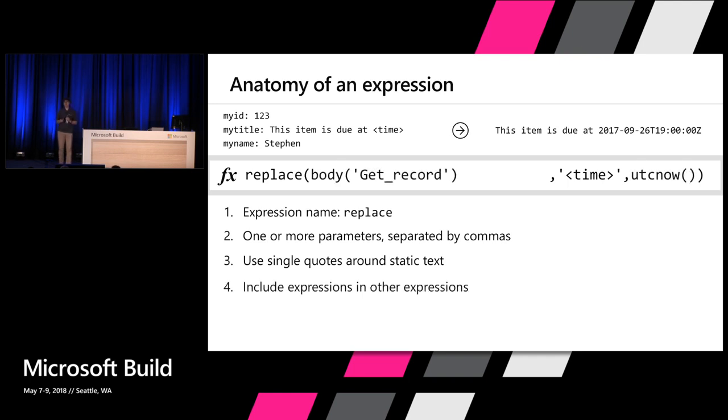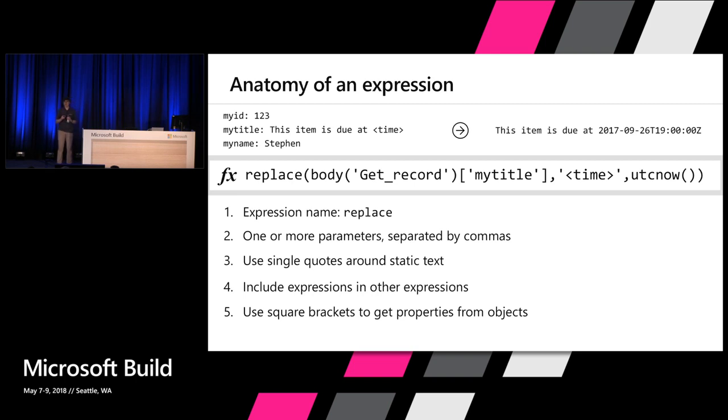Next, you can use other expressions inside of this expression. So on the right-hand side there, I'm going to call the UTC-now function that gets the current timestamp. On the left, I'm going to get the body from the record step that actually output those 3 properties. And finally, you can dereference into JSON objects as far as you would like.